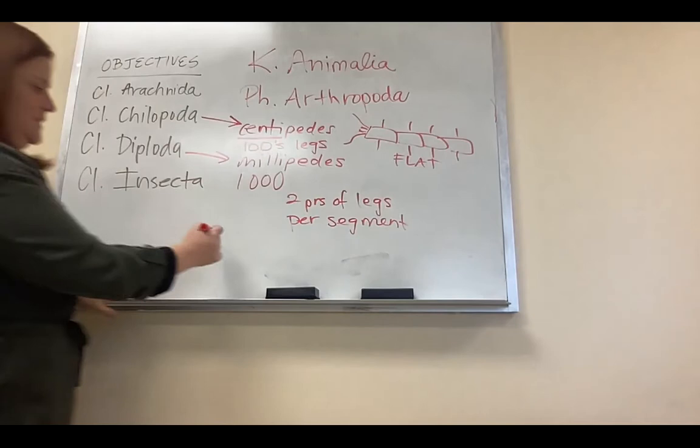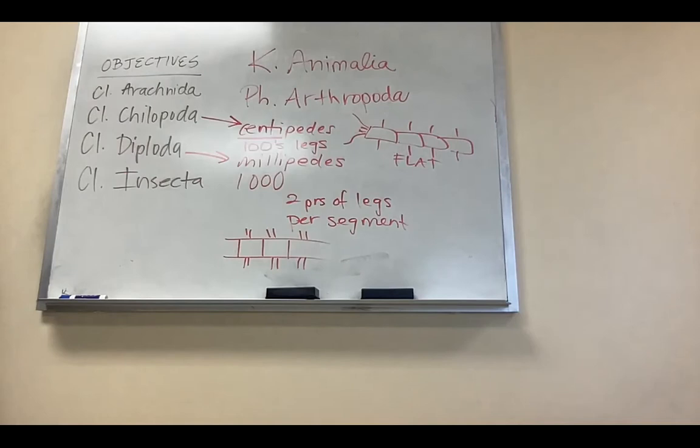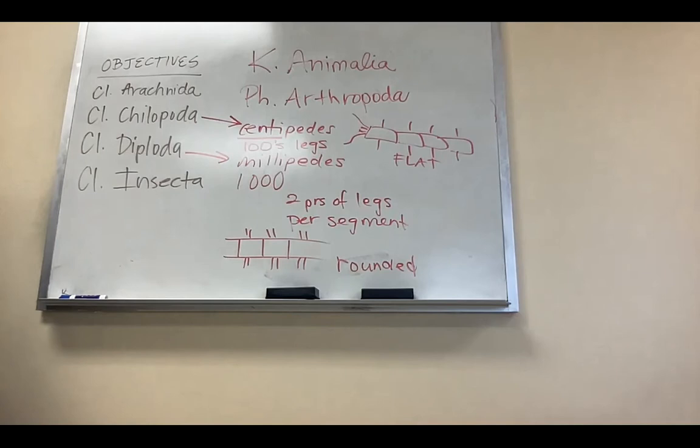But really it's more like this. Each segment would have two pairs, see that? So it's not really 1,000, they're more rounded and they have two pairs of legs per segment. And that's all you need to know about that. So now we're going to talk about insects.